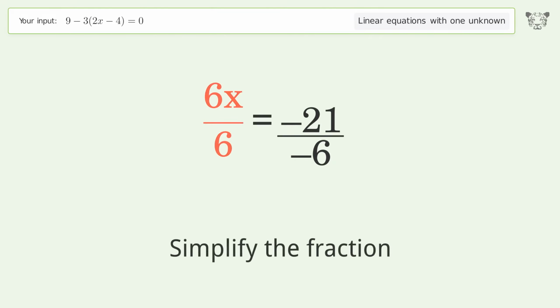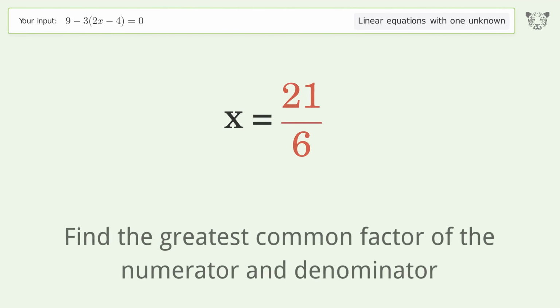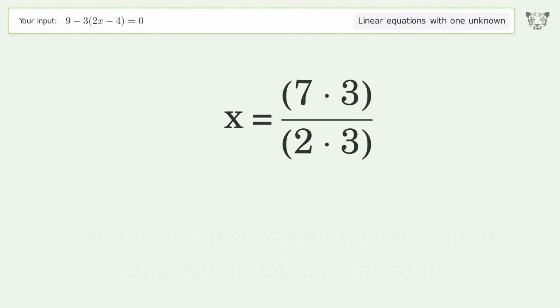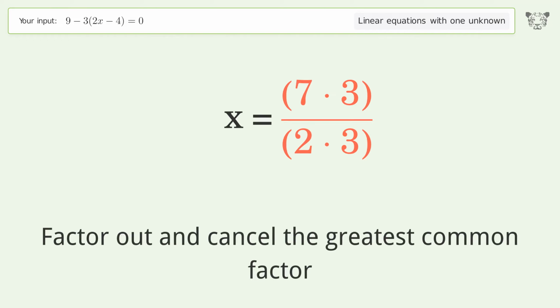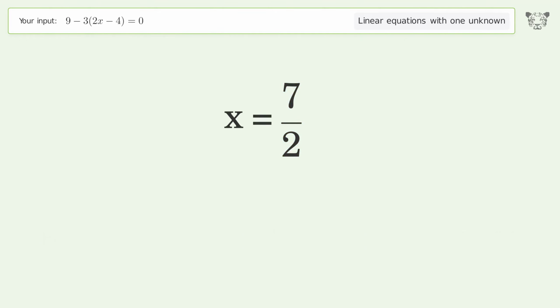Simplify the fraction. Cancel out the negatives. Find the greatest common factor of the numerator and denominator. Factor out and cancel the greatest common factor. And so the final result is x equals 7/2.